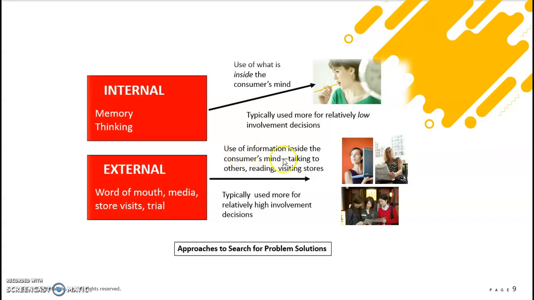Use of information inside the consumer's mind. Talking to others, reading or visiting stores. Typically used more for relatively high involvement decisions. Okay, so it is an approach to search for problem solutions. So from here they will make a decision whether to buy or to reject the product.